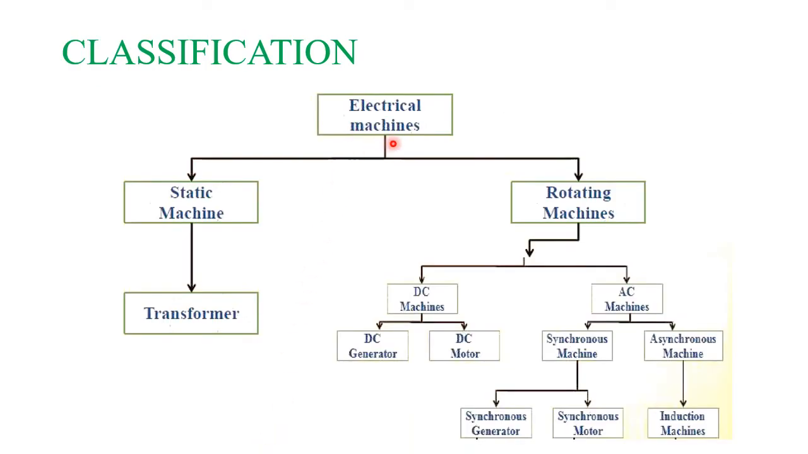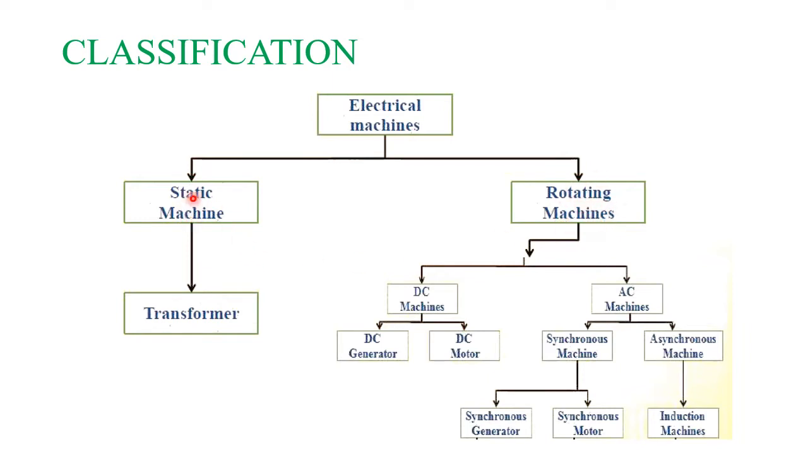Electrical machines are classified into two types: one is static machine and another is rotating machine. A static machine doesn't have any rotating parts, whereas a rotating machine may have a rotating part. For example, they have a stator and rotor. A rotor is the rotating part in a rotating machine.